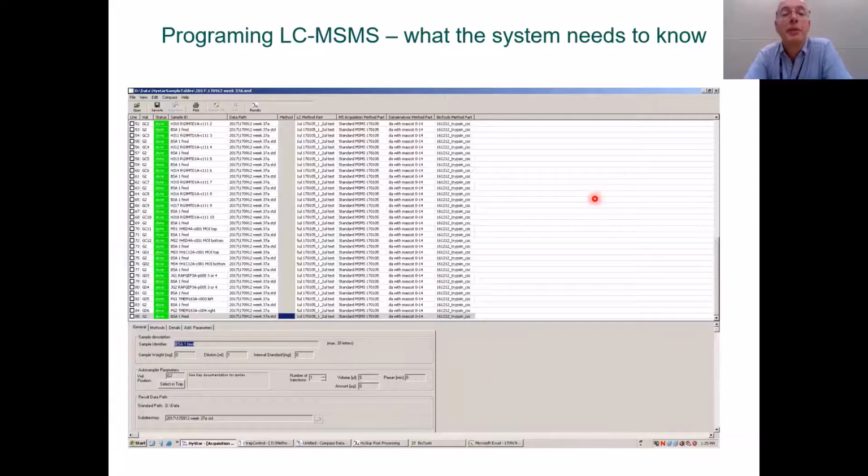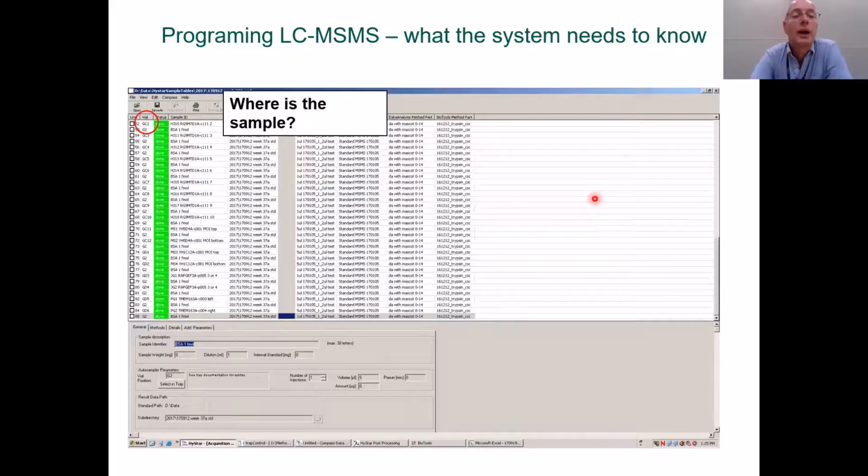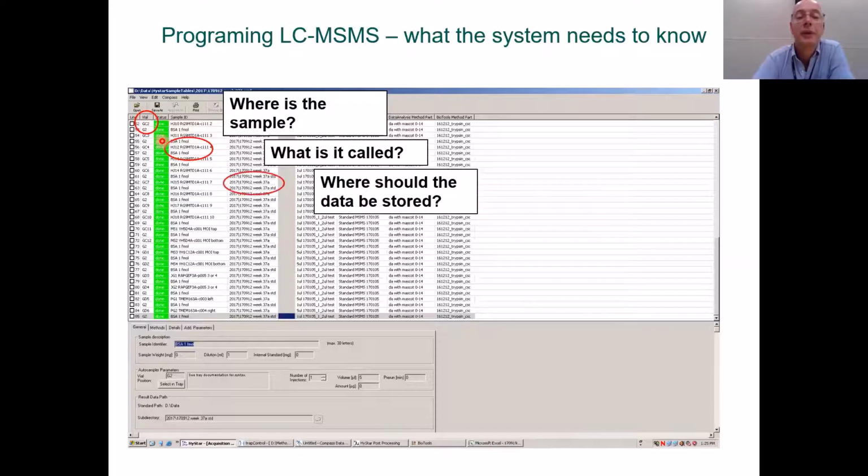And we need to program the mass spec. So we need to basically tell it what to do. There are various things that the LC-MS system needs to know. First thing it needs to know is where is the sample. So we have a column instruction here telling it this is the location in the autosampler. This is green sector, plate C, row C, well number 2. So this tells you where the sample is. We need to call the sample something. So what is our named sample?